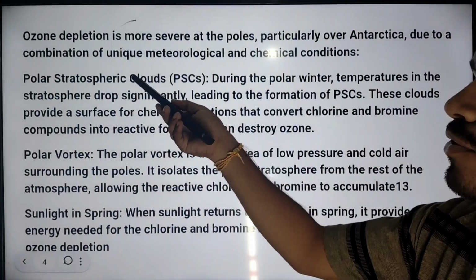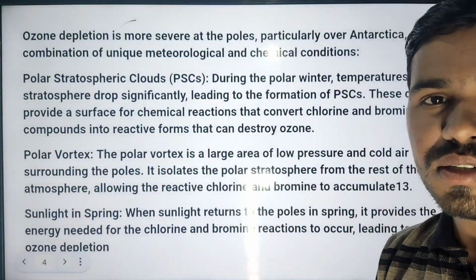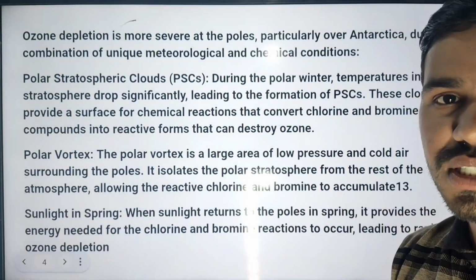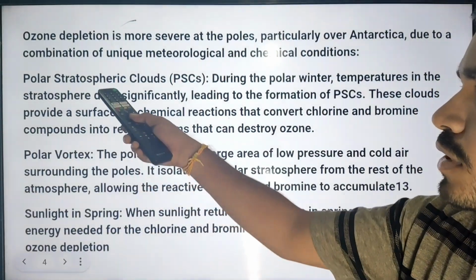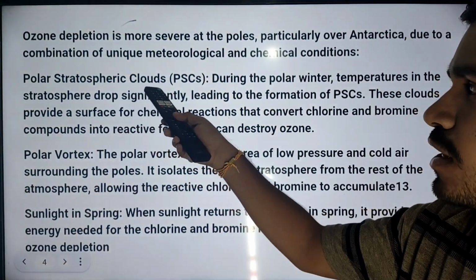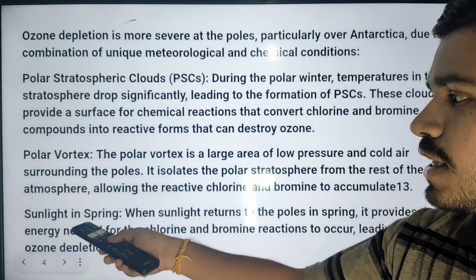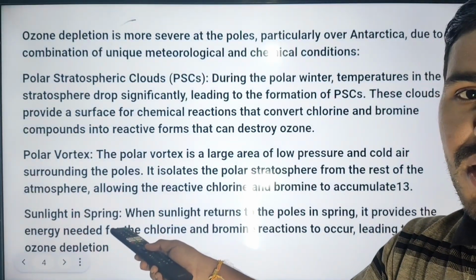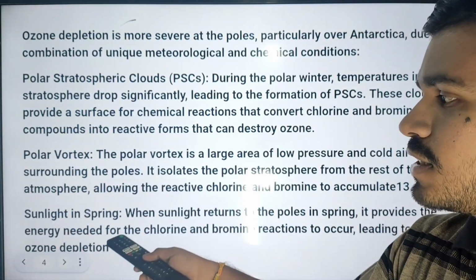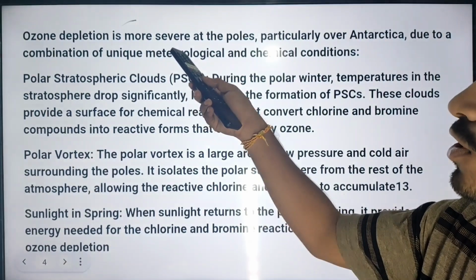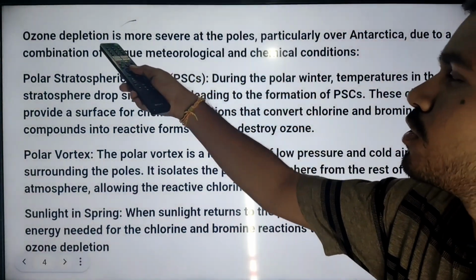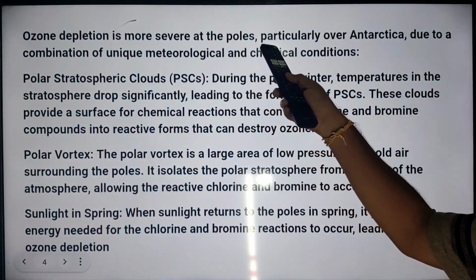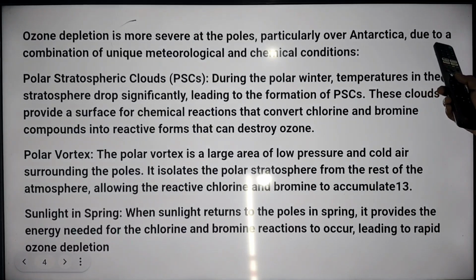Another question explains why we get ozone holes near the poles. The main reasons are three: polar stratospheric clouds, the polar vortex, and sunlight in spring in the polar region. These all three reasons cause depletion of ozone at the poles. Ozone depletion is more severe at the poles, particularly over Antarctica, due to a combination of unique meteorological and chemical conditions. Polar stratospheric clouds.